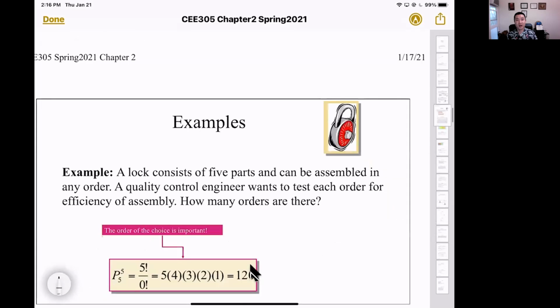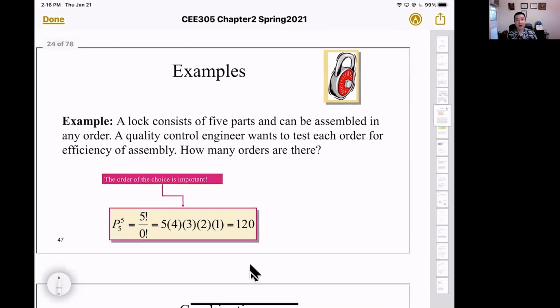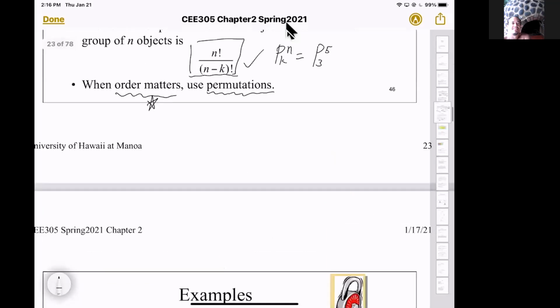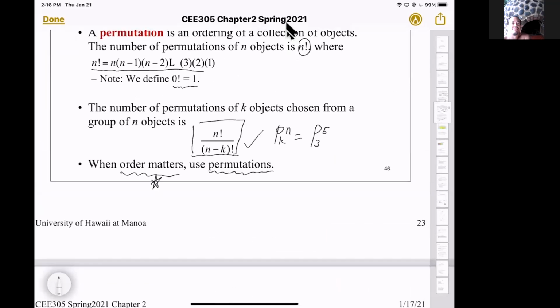Here's another example. We have a lock consisting of 5 parts, and it can be assembled in any order. Quality control engineers... Excuse me, Professor, I have a question. Sure. In the previous slide where n factorial is given a value, what is the L notation in that equation?